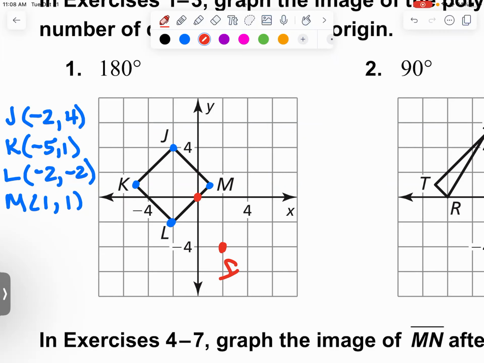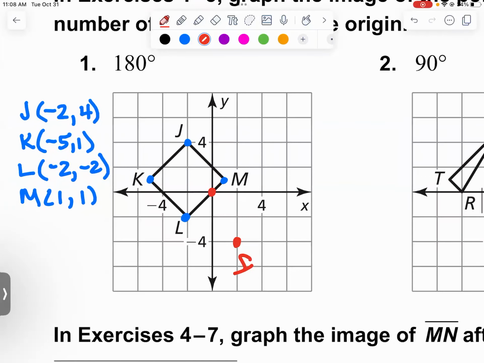Do you see what I'm doing? Wait, your iPad is upside down. My iPad is up, so look at my iPad. J is -2, 4. So with my upside down paper, I am gonna plot -2, 4.